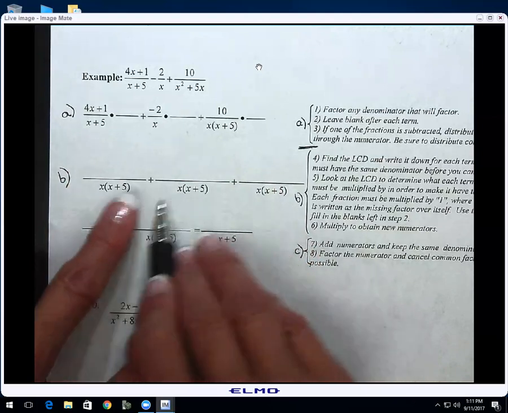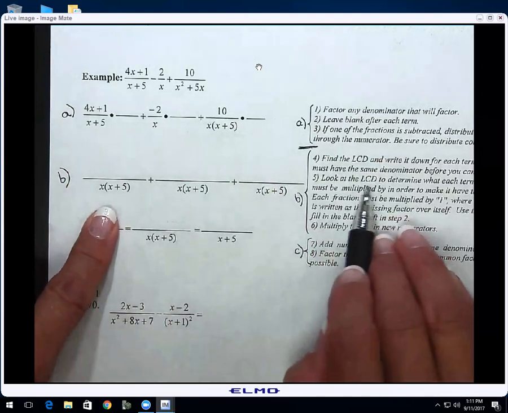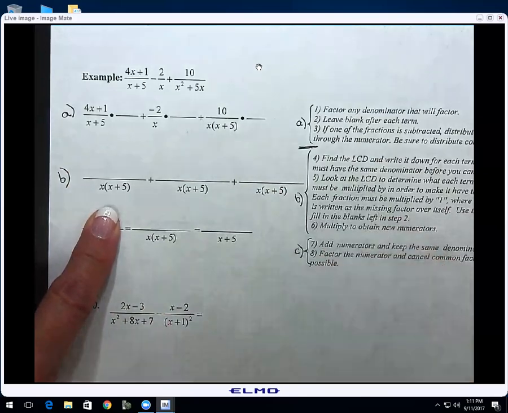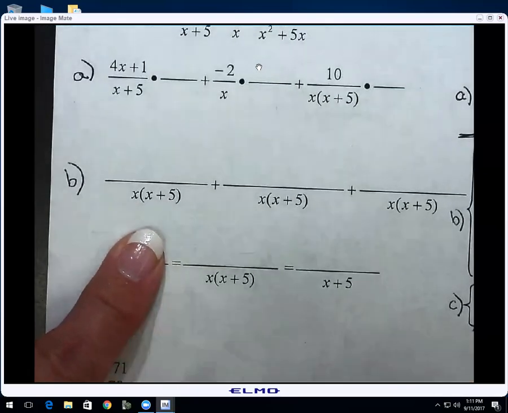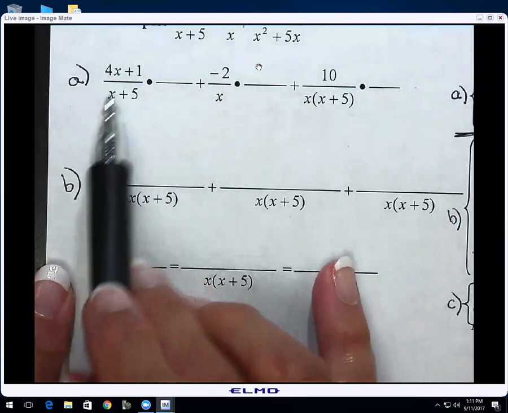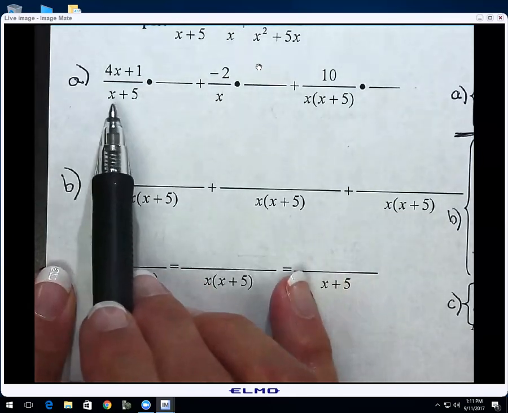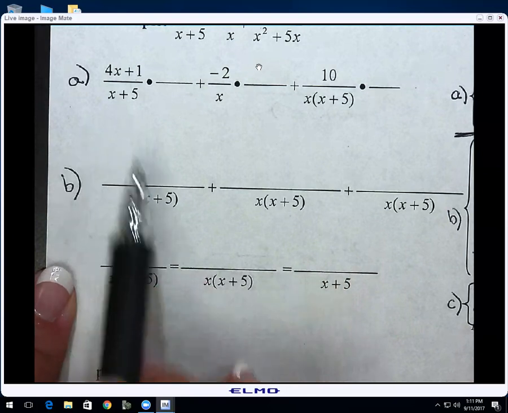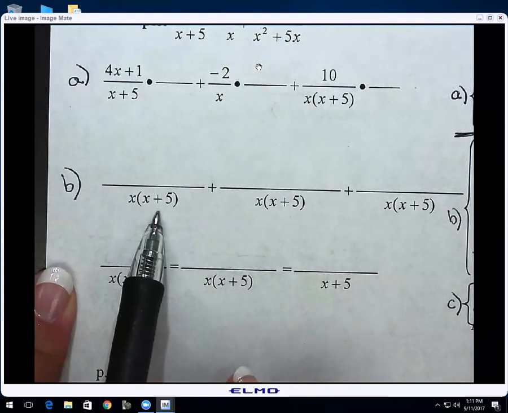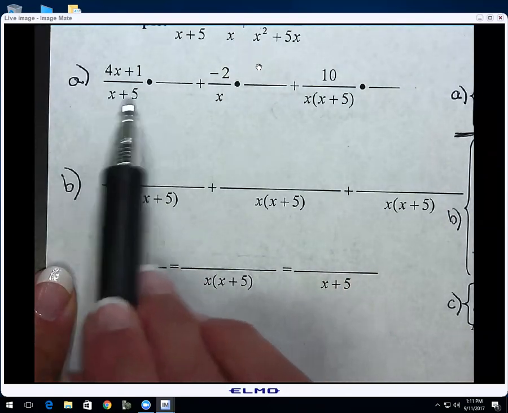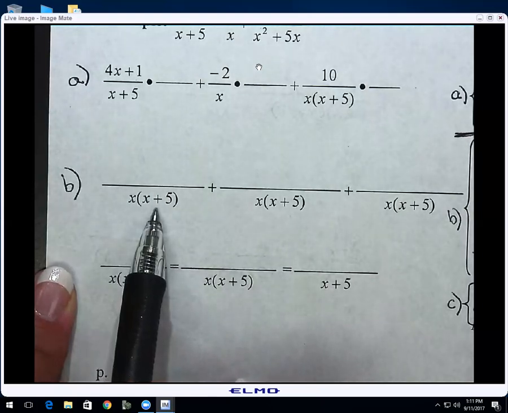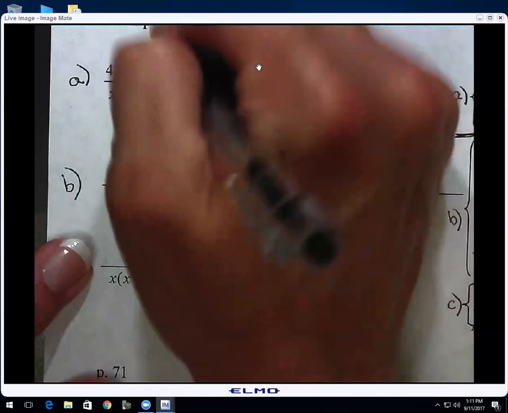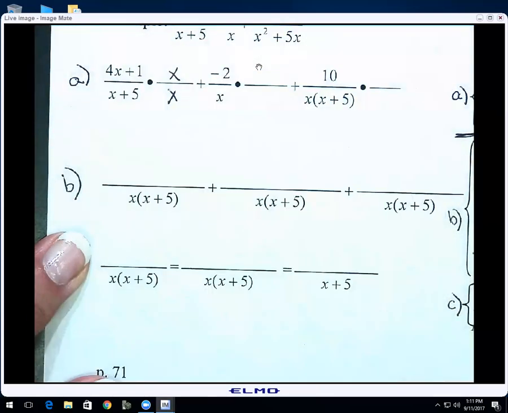The reason that I write it down 3 times is that it helps me with step 5, which I'm going to zoom in on so you can see better. Step 5 says, look at each original denominator and tell me what you have to multiply it by to make it become the LCD. What do you have to multiply the first denominator by to make it become the LCD? Yes, it just needs an x. So that first fraction, I'm going to multiply by x over x.